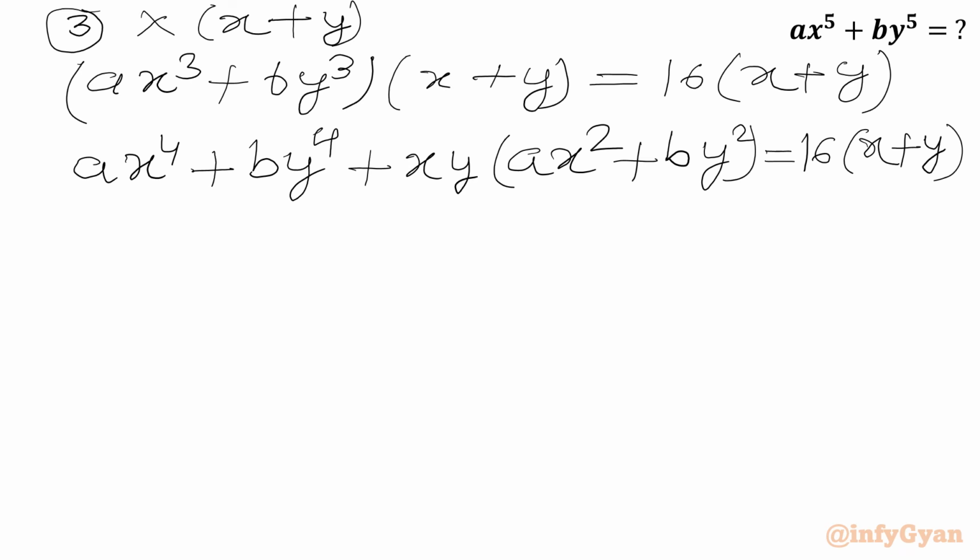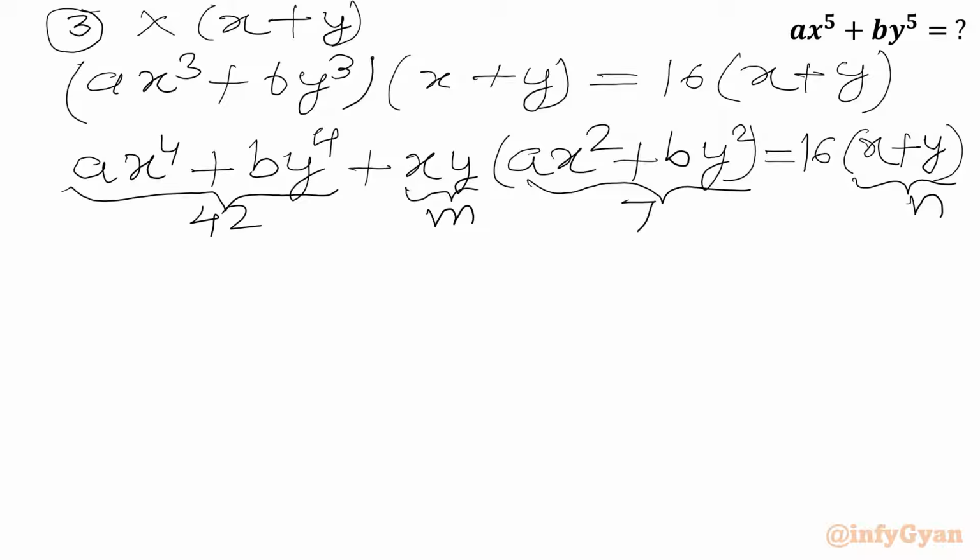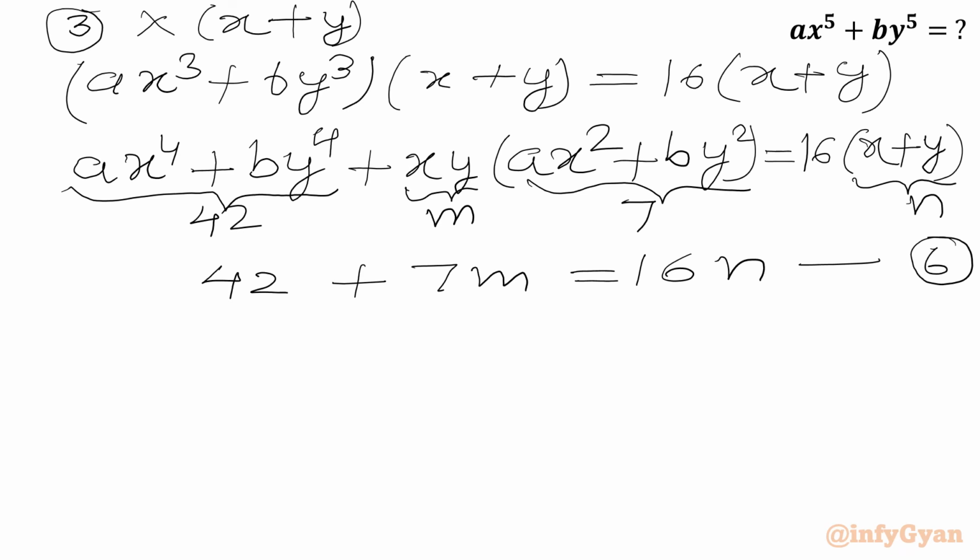Now x plus y was n. Here I will write m, here I will write n. ax² + by², equation number 2 value, is 7. ax⁴ + by⁴, equation number 4 value, is 42. We will get 42 + 7m = 16n. And this would be equation number 6. Now I will write our fifth equation, 16 + 3m = 7n. This is our equation number 5.